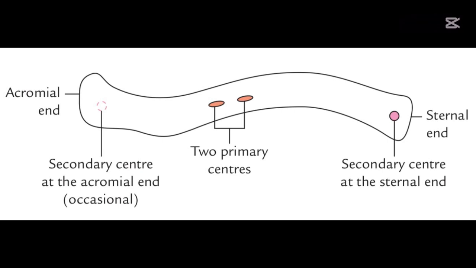So where the medial and lateral end meet in the middle of the shaft. That's why we call it two primary centers, one for the medial end, one for the lateral end. Why is the secondary center usually in the medial end? And I told you that they ossify with what?